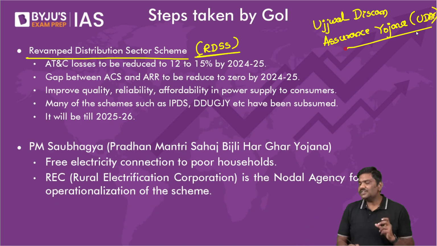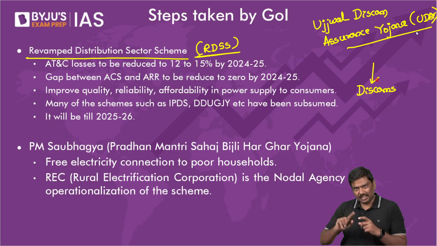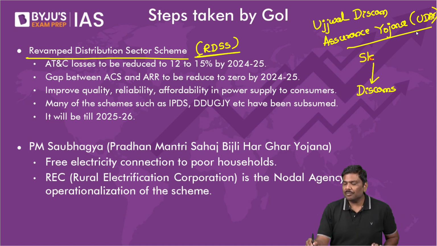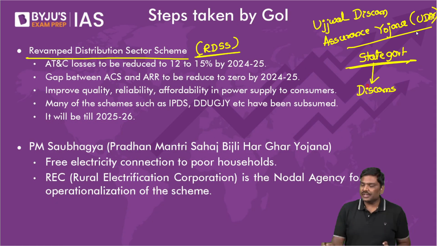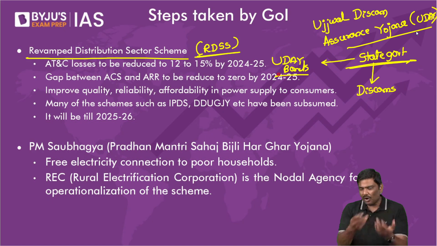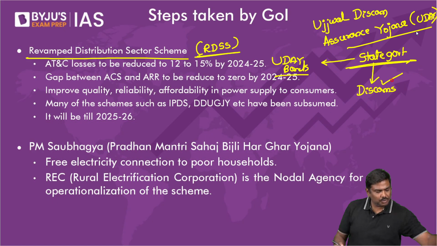Very simple logical understanding. Under the Uday scheme, the discoms which have incurred losses will be compensated. The losses will be taken up by the state government. And for the state government to take over the losses of the discom, the state governments were allowed to issue Uday bonds in the market, collect money, and use that money to absorb the losses incurred by the distribution companies.